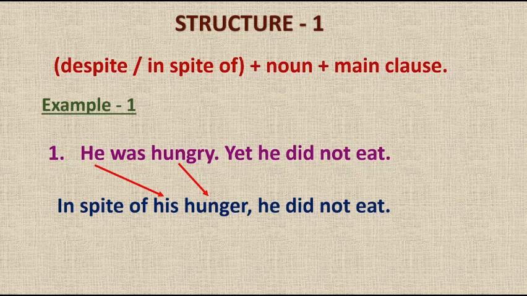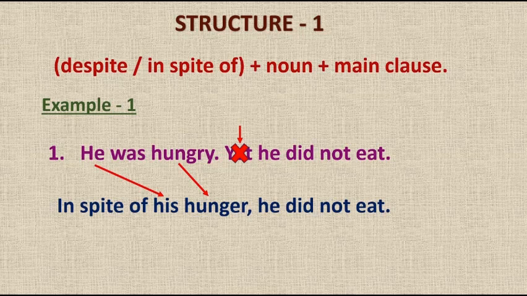Then we remove this full stop. In place of the full stop, we wrote a comma here. Then we remove it. This word is not required here. The meaning of it is conveyed by the words in spite of, so you need not use it here. And the rest follows. So in spite of his hunger, he did not eat. This is the answer. This is how we combine the given two sentences.